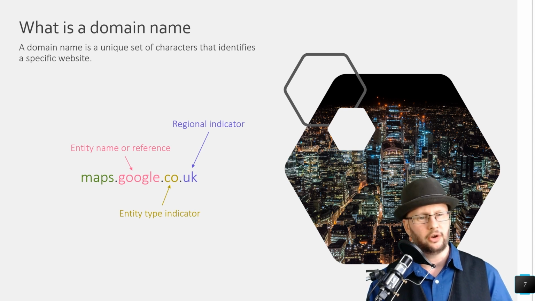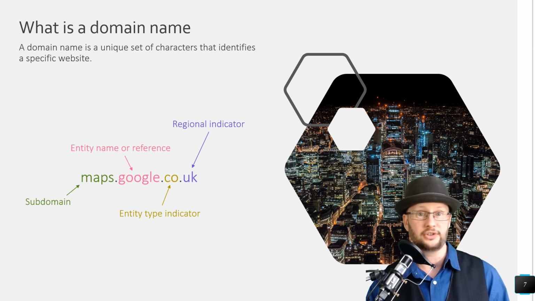Finally, not every time, but sometimes we also see a subdomain. So that's telling us that that is, in fact, the Maps app within Google. You'll also see mail.google.co.uk or .com or images.google.com as a subdomain, and that allows Google to quickly route your request to the right servers and to the right application.